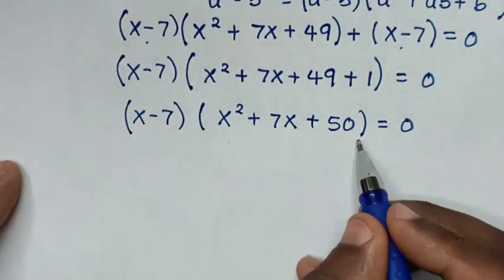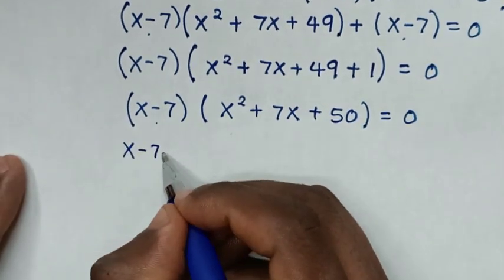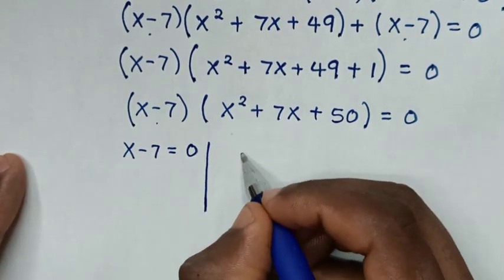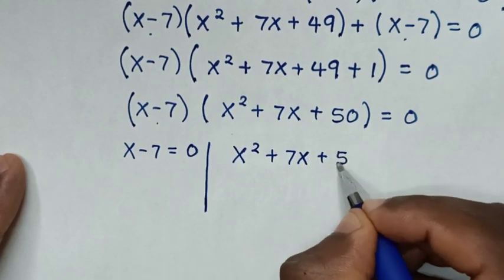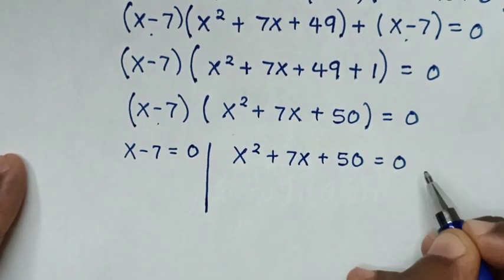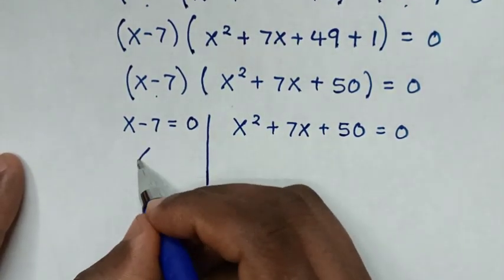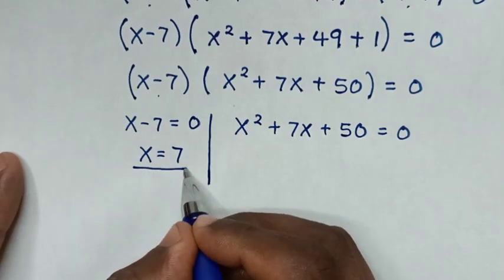Then from here we have two solutions. This is the first solution, x minus 7 is equal to 0, and this is the second solution, x square plus 7x plus 50 is equal to 0. Now from the first solution, we take negative 7 to the right side, so x is equal to 7. Therefore, this is the first value of x.